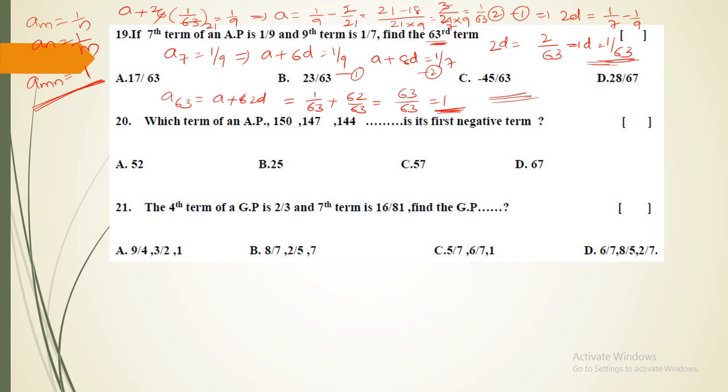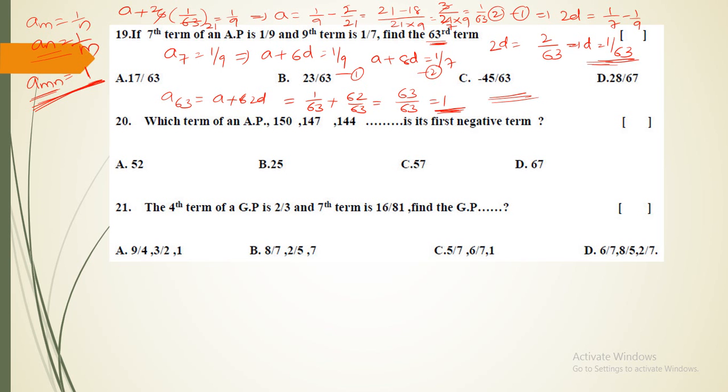So the answer is 1, which is not given in the options. There is a mistake in the options, right? The 63rd term is 1. So just remember this relation: if AM is equal to 1 by N and AN is equal to 1 by M, the AMNth term is nothing but 1.